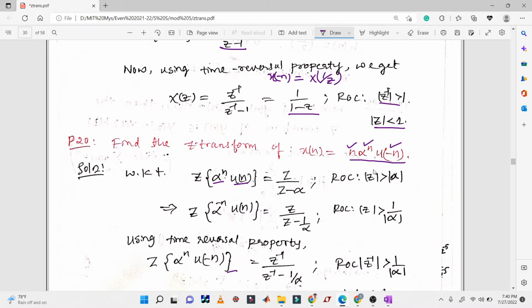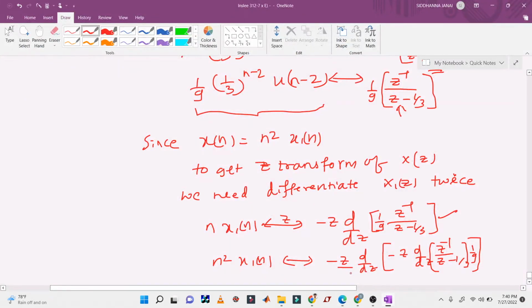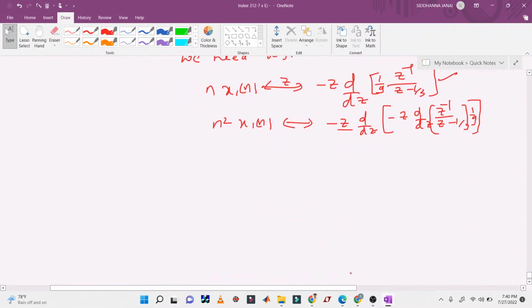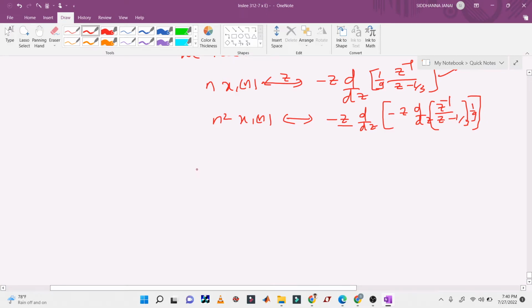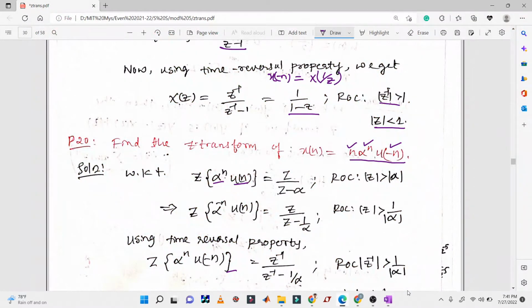So using that, we can write like this. Okay, so let me solve it so that you will understand the concept clearly. So the given question is x of n is equal to n into alpha power n u of n. Okay, here u of minus n, sorry.